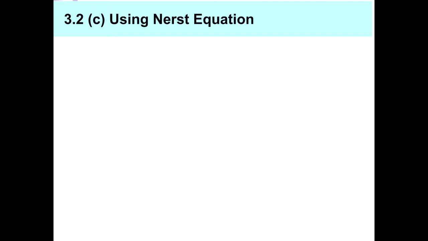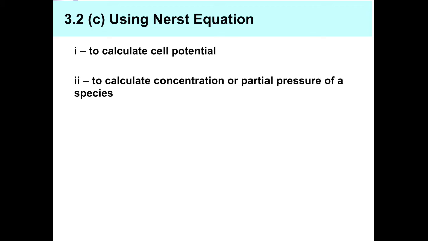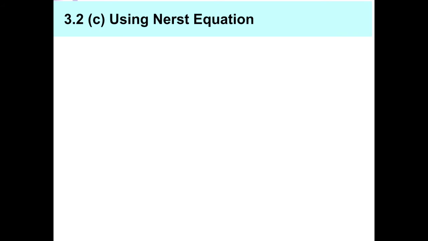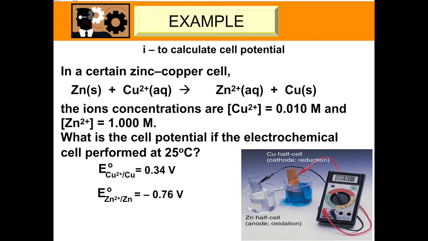We can use Nernst equation to find the following: calculate cell potential, calculate concentration or partial pressure of a species, and calculate equilibrium constant K when E cell is equal to 0. First, to calculate cell potential.